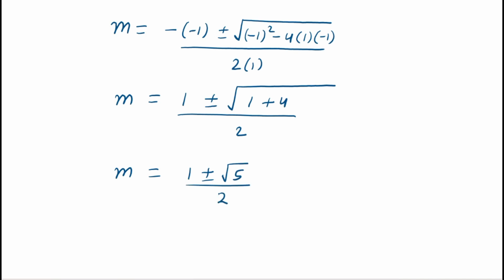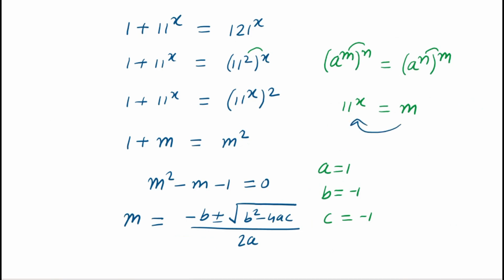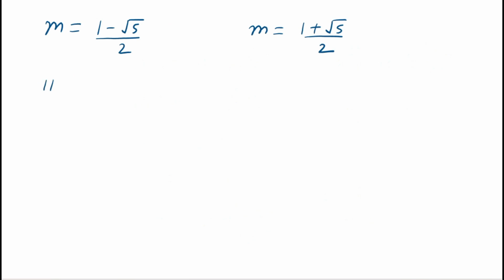We have two possible values of m. The first value of m is (1 - √5)/2, and the second value of m is (1 + √5)/2. And we know that m is our substitution, and here m = 11^x. So this m is replaced by 11^x = (1 - √5)/2, and 11^x = (1 + √5)/2.